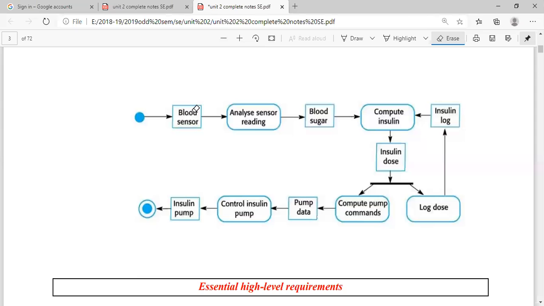What are these? These are the main components of the system, and these are the processes. Okay, what are there in the rounded rectangles? These are the processes. And blood sensor, blood sugar, what are these? These are nothing but the components of the software, and the arrow indicates the flow of data.